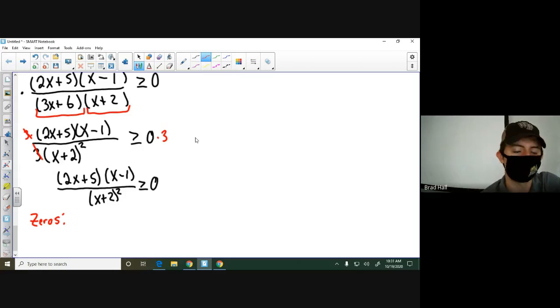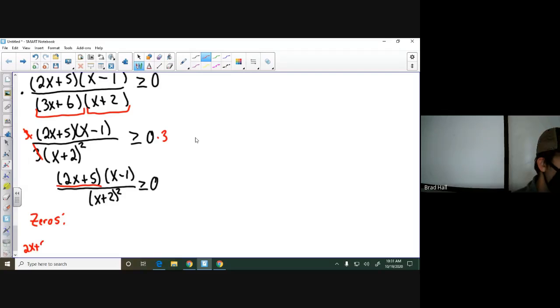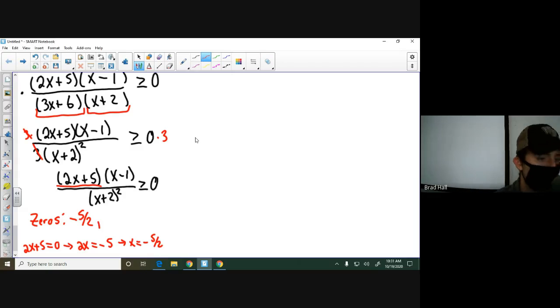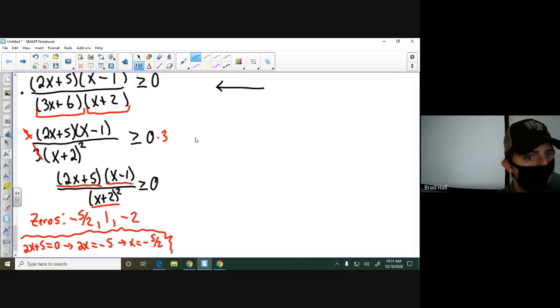The zeros come from each factor. So what would the zero of, say, this factor be? What is the zero for that one? It's negative 5 over 2. That's how you find the zeros. So it's negative 5 over 2 for that one. This one's much easier. It's just positive 1. And then for the one in the denominator, it's negative 2. So we have 3 zeros, which we can now go ahead and put on a number line.